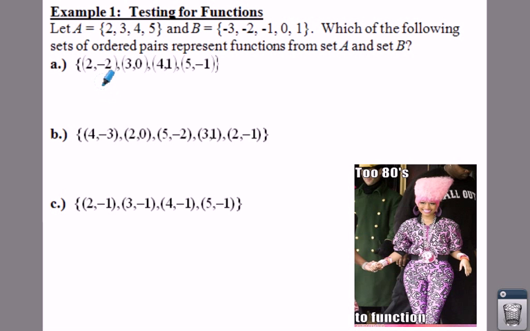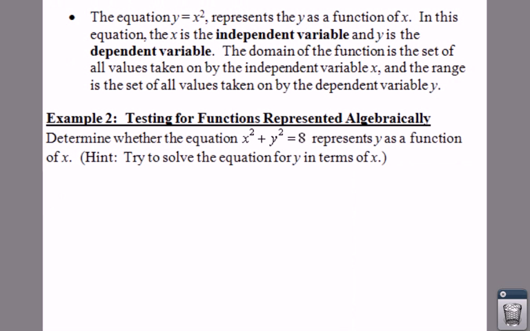So we're going to skip example 1, but we're going to go to example 2 here. And here we're going to talk about independent and dependent variables, and we're going to test our functions to see if they represent functions algebraically.